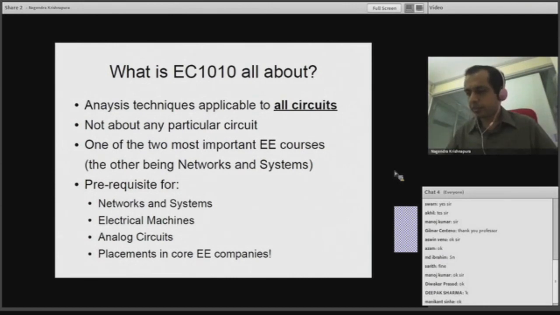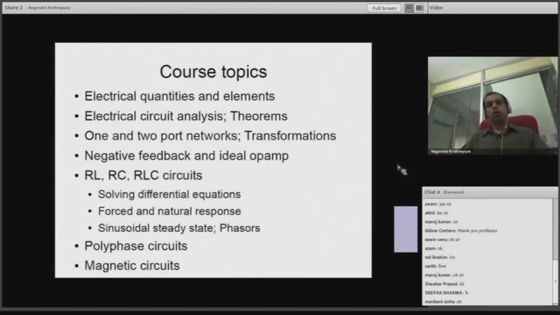Now, what are the topics that we will go through? First, we will have a discussion on electrical quantities and elements. Some of you would already be familiar with this. I think all of you will have some notion of what a voltage is, what a current is, what a resistor is, and so on. You would also have studied, both in high school and later, some basics of electrostatics and electromagnetics.